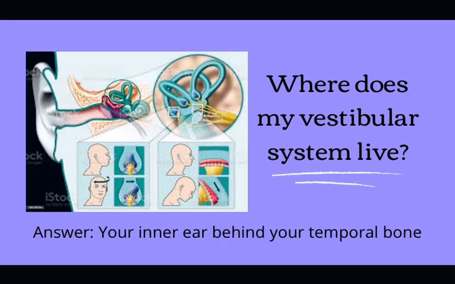So where is your vestibular system located? The answer is in your inner ear, behind your temporal bone. We do have a structure in each ear. I like to tell my patients that these structures are tiny but mighty. They are about the size of a dime, but they can cause a lot of problems if not working properly.